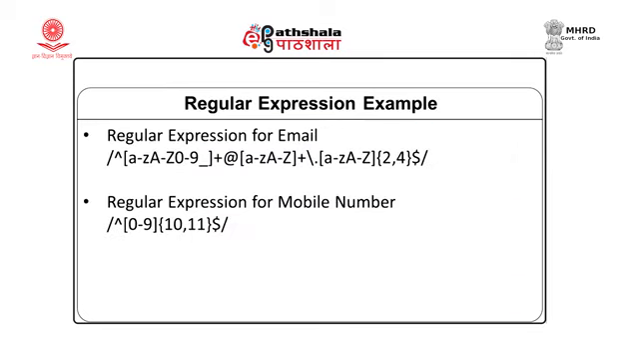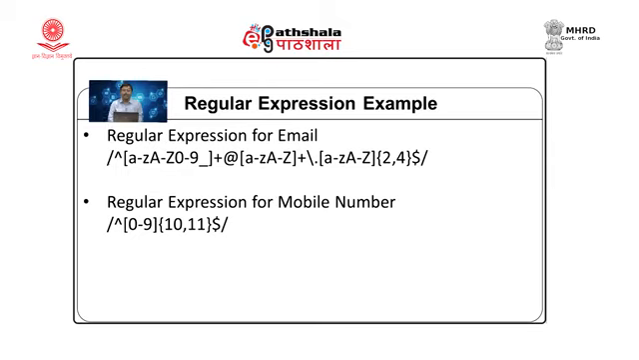Now, we take one example of email. The email must start with A to Z, 0 to 9, where A to Z may be in small or upper case, plus it may have one or more occurrences. Then @, then we have the domain name, which again consists of A to Z, capital or small, plus it should have one dot, and last is a domain name which is A to Z, capital or small, but the domain name should be either 2 to 4 characters.